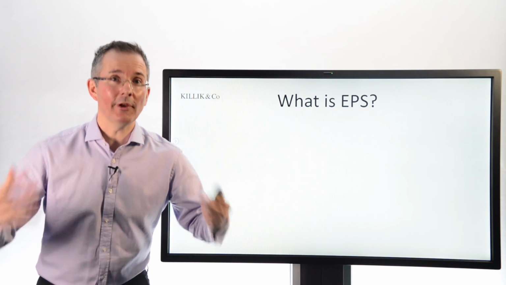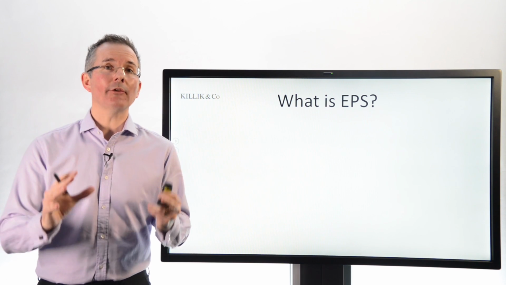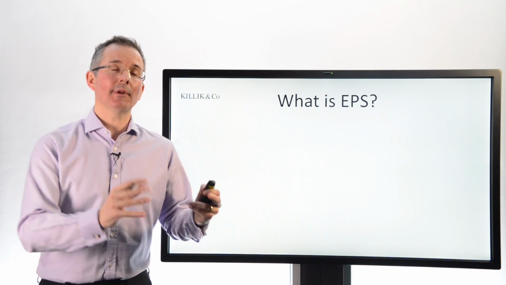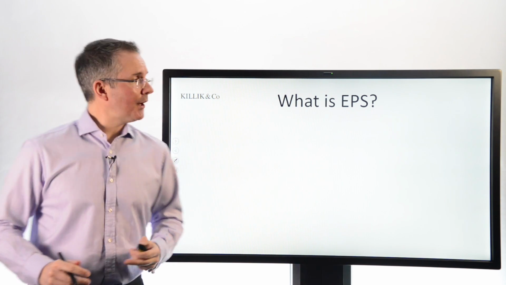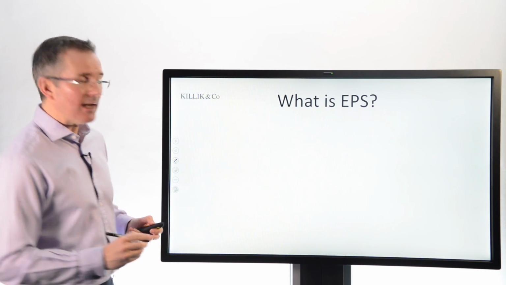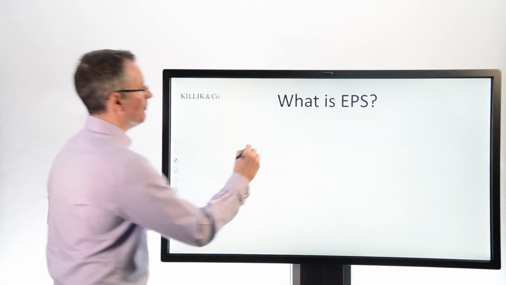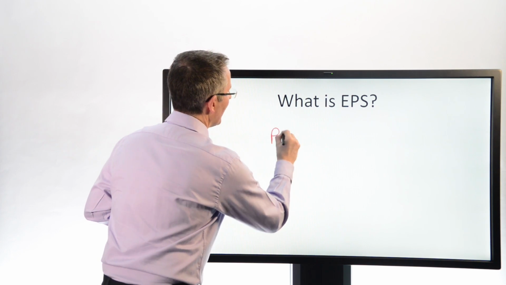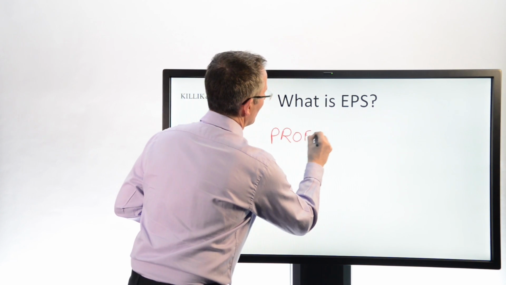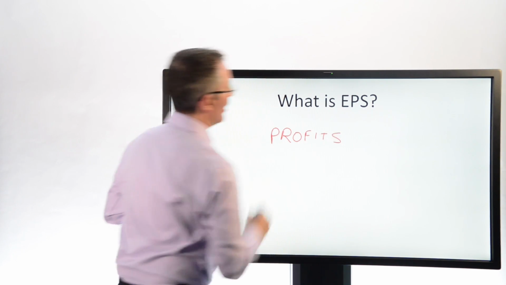Now, most of you will never have to do this in practice, but it's worth having an awareness as to where the numbers come from, because that helps with the understanding of the ratio. And earnings per share is basically taking a company's earnings or profits and dividing by the number of shares in issue. So essentially, it's what you get when you take a company's profits.